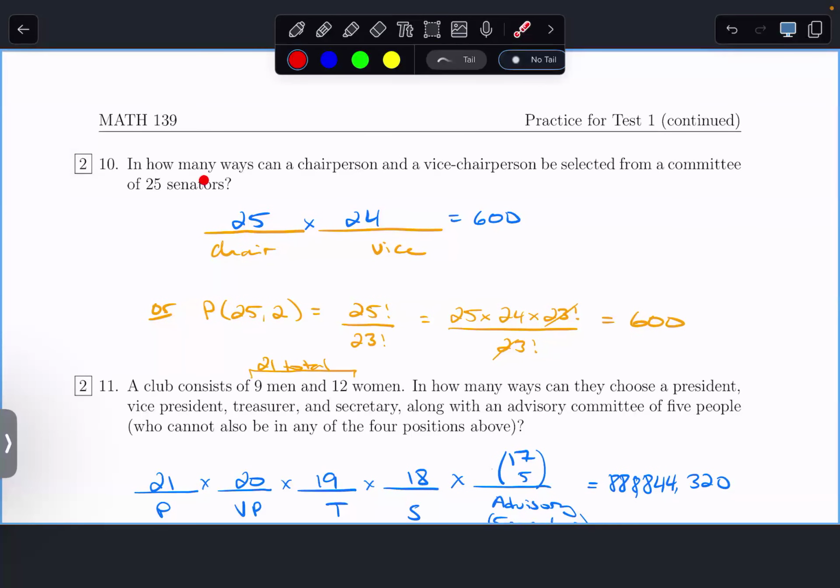This one's nice though. In how many ways can a chairperson and a vice chairperson be selected from a committee of 25? Same thing, so now you've got these different positions, right? And so you can just list them. It doesn't really matter if you do the vice and then the chair, but first you have 25 to choose from and then you have 24. But this is the same as a permutation, right? But I like to do it just this way.